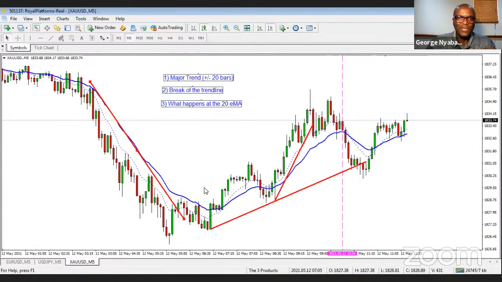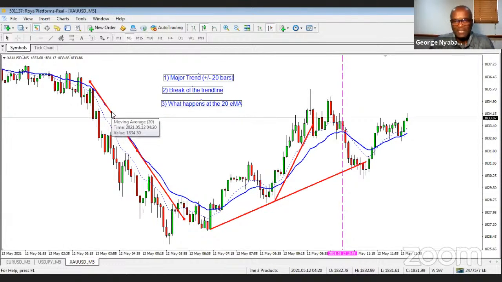So what happens at the 20 EMA? What do I mean by that? When you get to the 20 EMA, you want to see the counter trend traders, the guys who created the break of the trend line. You want to see them, in this case, breaking above the moving average. Why is that important? Well, the moving average is reflective of the average price that the market has agreed on for over 20 bars, right?